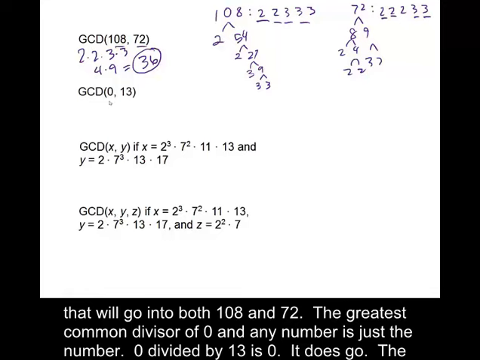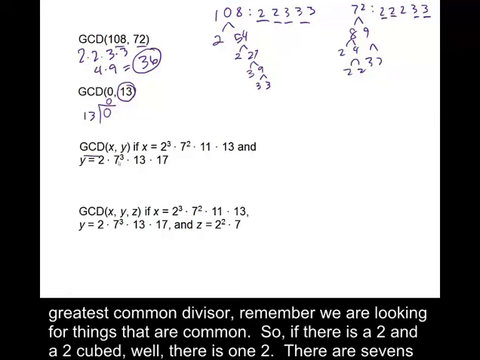The greatest common divisor of 0 and any number is just the number. 0 divided by 13 is 0. It does go. The greatest common divisor, remember, we're looking for things that are common.